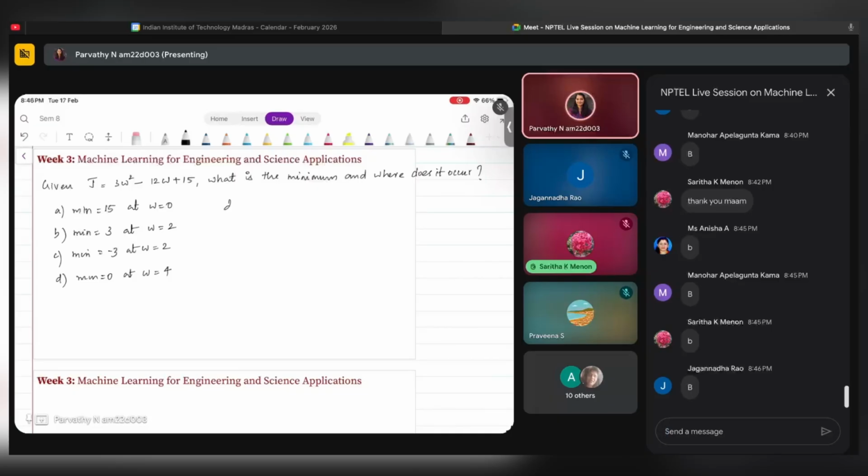So when we take the derivative dJ by dW, we get 6W minus 12. We take the second derivative, which is 6, and 6 is a positive value. So this is a minimum.